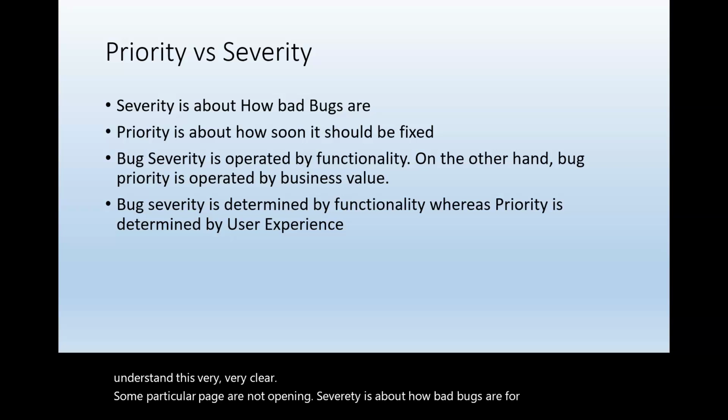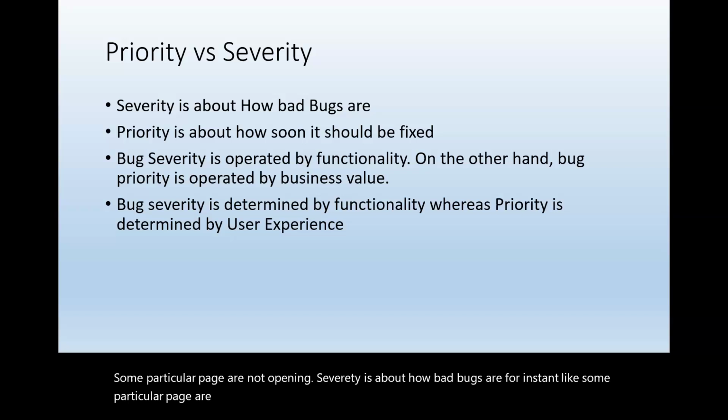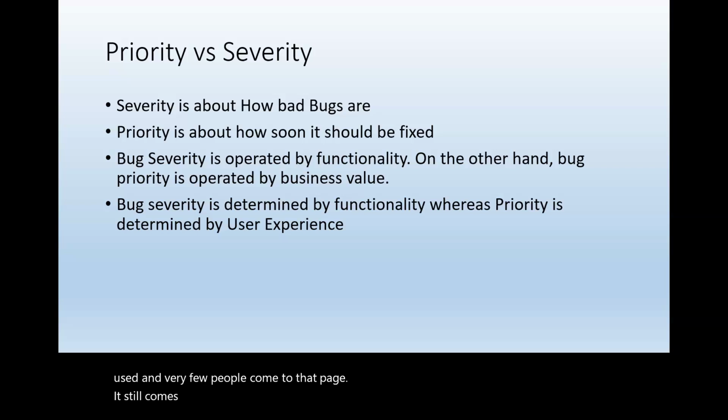For instance, some particular page is not opening at all. That will be a high severity bug. Even if it's less used and very few people come to that page, it's still considered a high, critical bug. So severity is how bad bugs are.